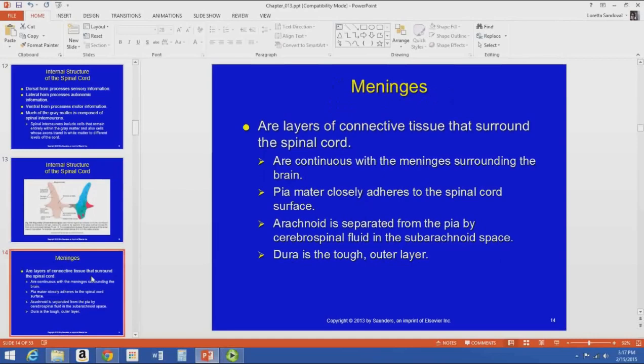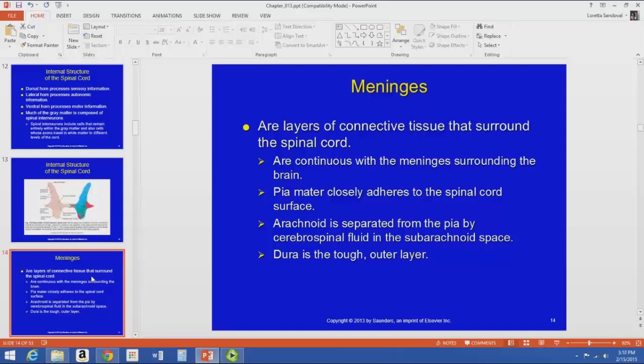So the meninges are the layers of connective tissue that surround the spinal cord and the brain. But we're just talking about the spinal cord right now. The meninges of the spinal cord are continuous with the meninges surrounding the brain, and the layers are named exactly the same. The pia mater closely adheres to the spinal cord surface.